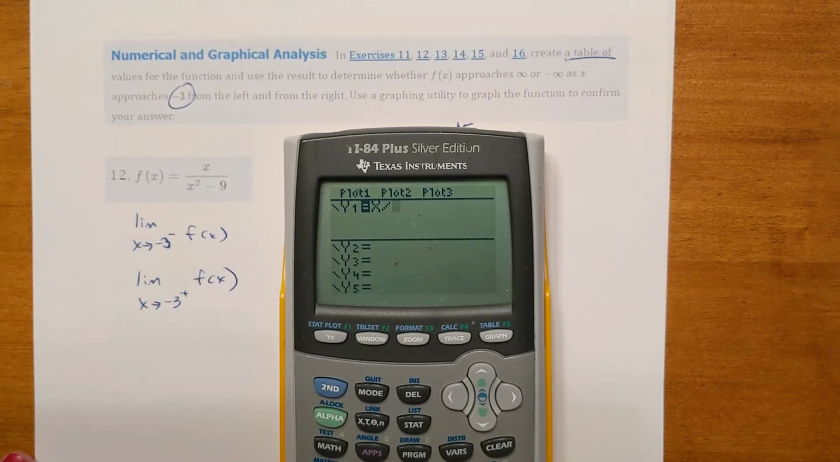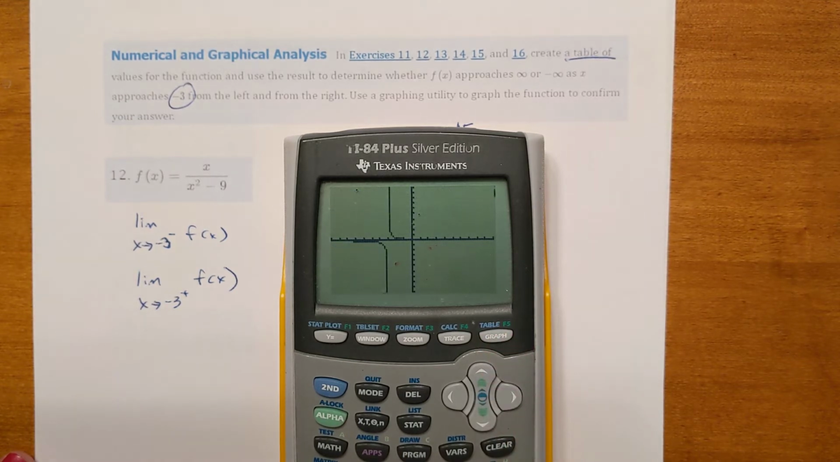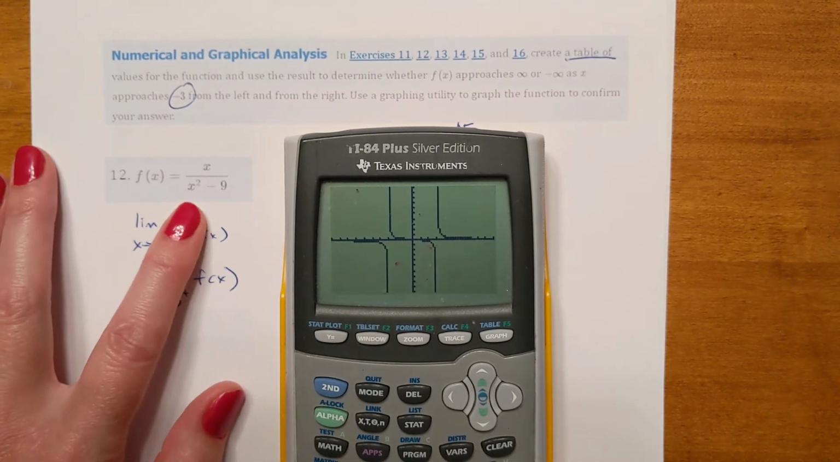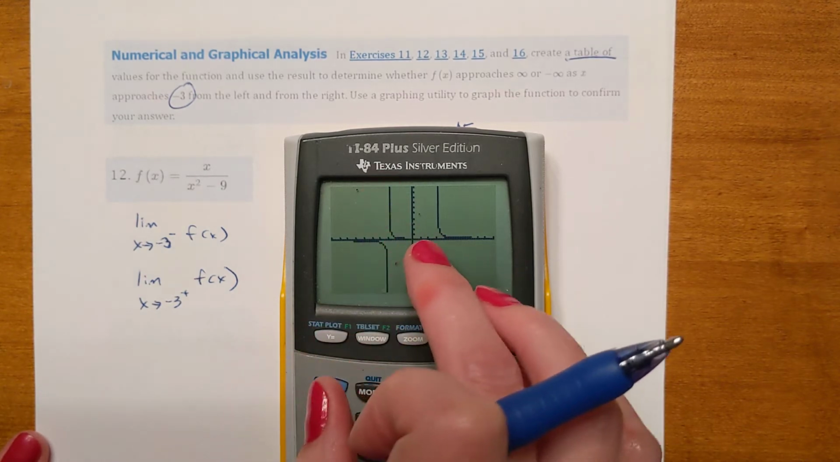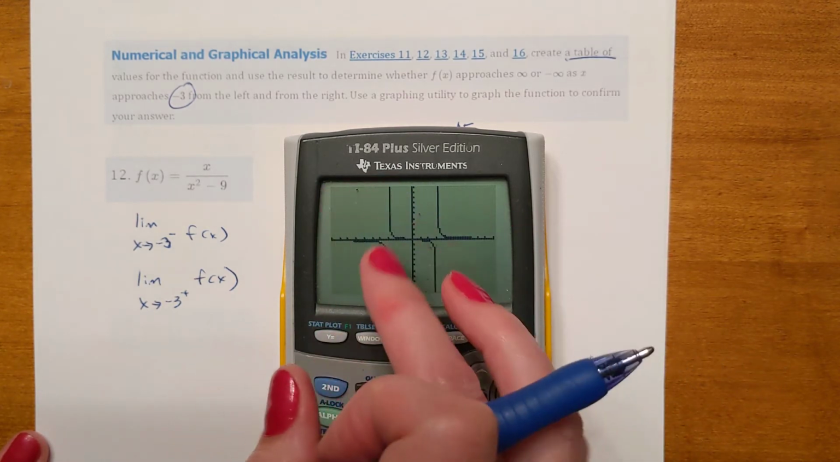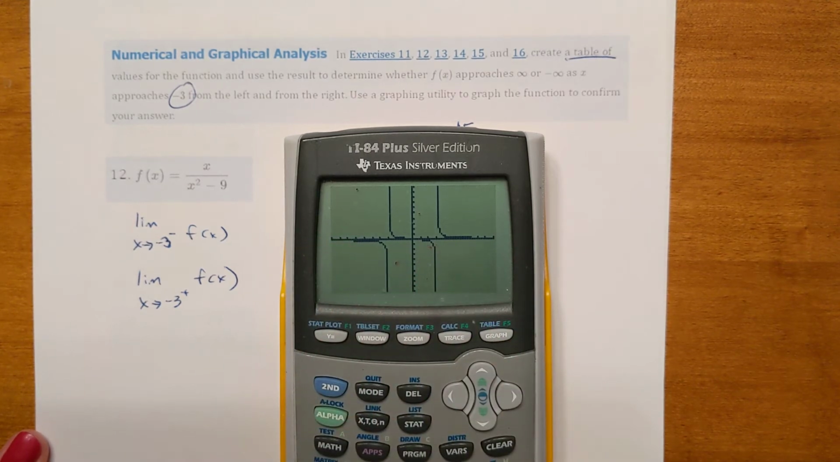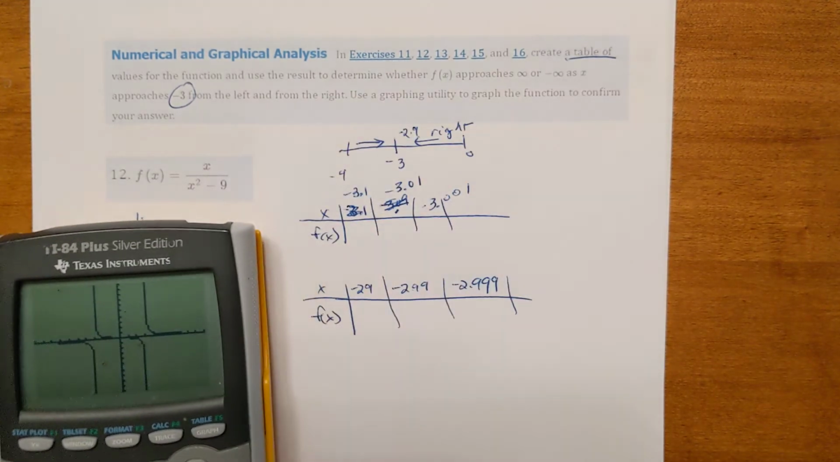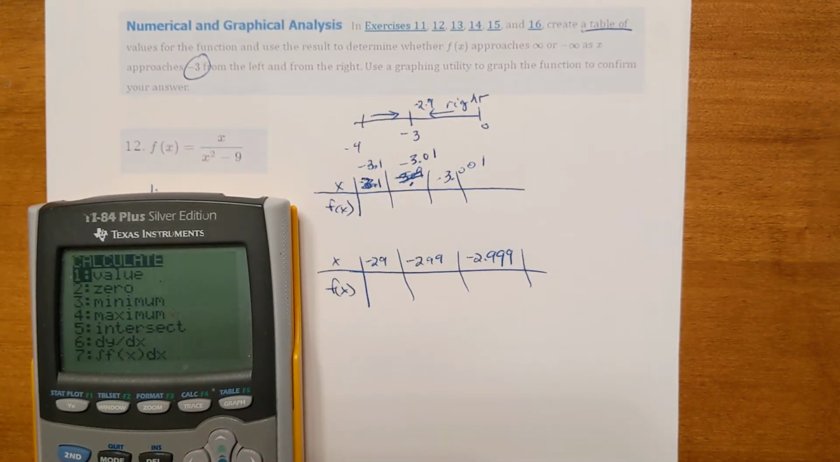So it's x divided by x squared minus 9. It's going to have asymptotes at 3 and negative 3 because that's where the denominator is zero and undefined. So at negative 3, you can see as it's coming in from the right, it's going to infinity, and as it's coming in from the left, it's going to negative infinity. All right, and now that I have it in there, I can just go second, calculate the value.